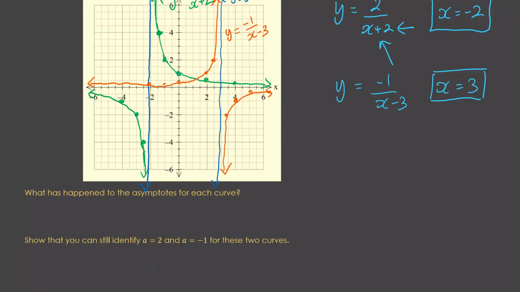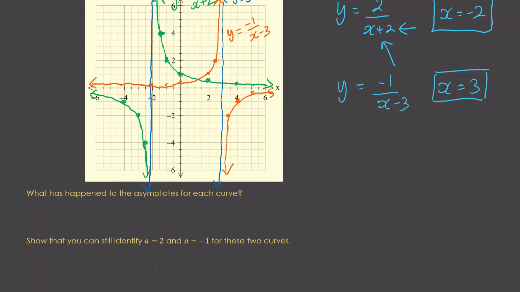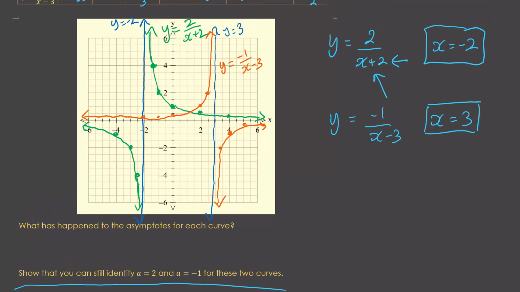Show that we can still identify a equals 2 and a equals -1 for these two curves. So let's look at the orange curve. This is where the asymptotes cross. If I go 1 unit right, I go 1 unit down, which is -1. This is the point where the asymptotes cross for the green curve. 1 unit right is 2 units up, which corresponds to the 2 here.